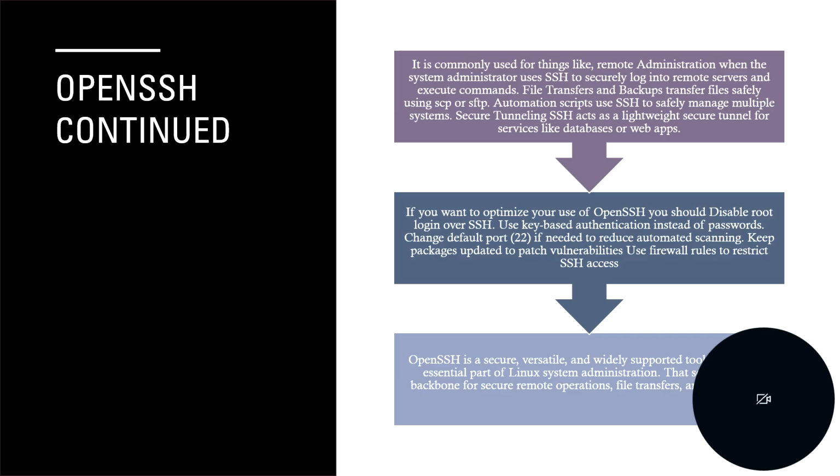If you want to optimize your use of Open Secure Shell, you should disable root login over Secure Shell. Use key-based authentication instead of passwords, and change default port 22 if needed to reduce automated scanning. Keep packages updated to patch vulnerabilities and use firewall rules to restrict Secure Shell access. Open Secure Shell is a secure, versatile, and widely supported tool set that is an essential part of Linux systems administration and serves as the backbone for secure remote operations, file transfers, and automation.